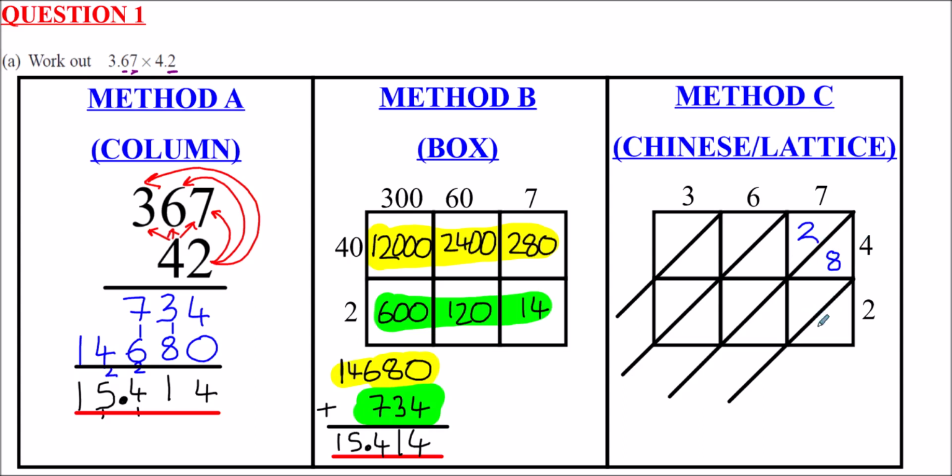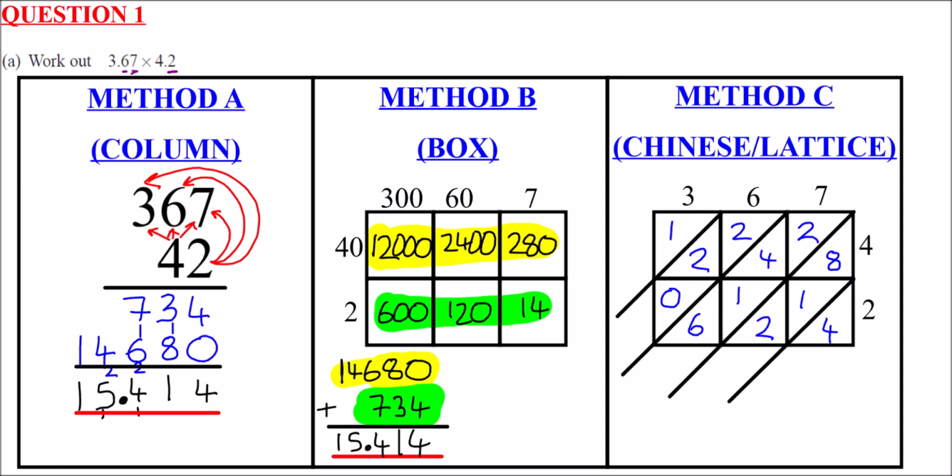This one down here is 7 multiplied by 2, which is 14, 1, 4. This box, 6 multiplied by 4, 24. This one, 6 multiplied by 2 is 12. This one, 3 multiplied by 4, again is 12. And this bottom box, 3 multiplied by 2 is 6, which is 0 tens, 6 units.